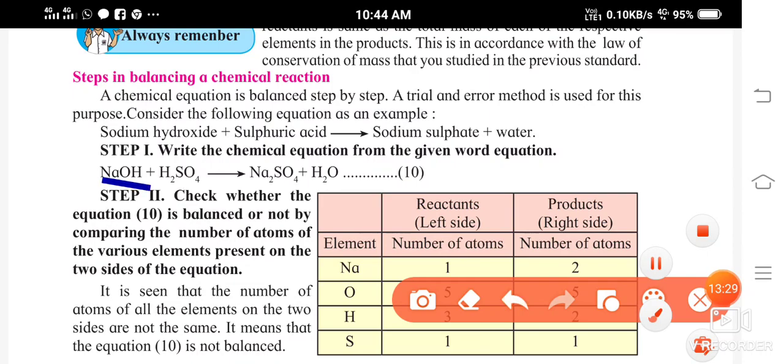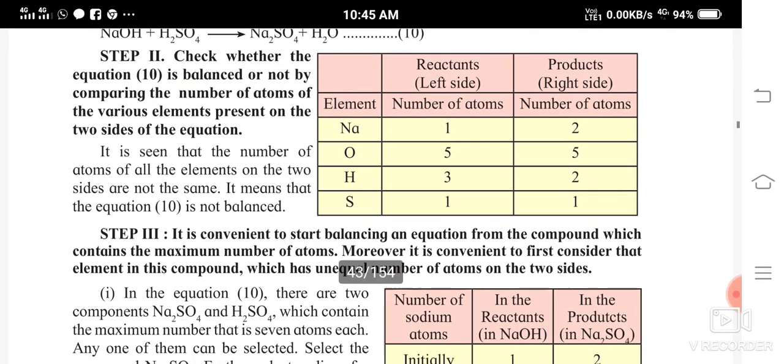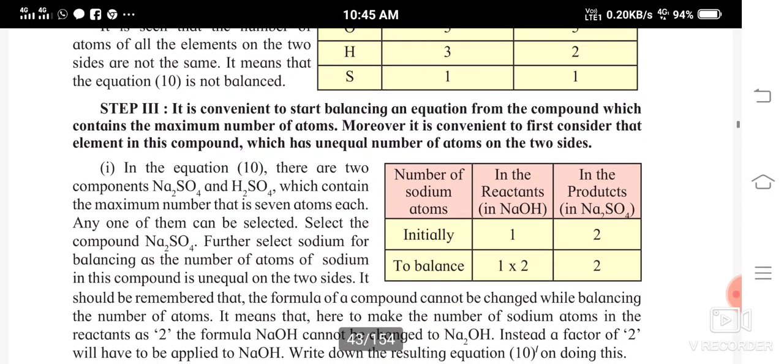Yes, this is a compound, this is a compound. So you will have to consider the compound which has the highest number of atoms. But first of all, when you consider the highest number of atoms in a compound, you are going to select that compound. Then you have to consider the element which is having unequal number of atoms on both sides.